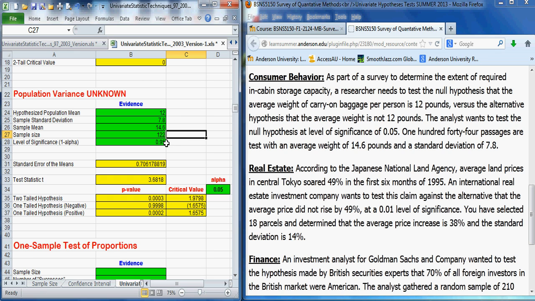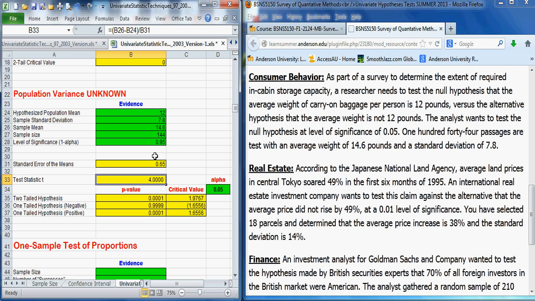We've laid out all the initial information. We have a test statistic of 3.6818. I double check my numbers up here. Sample size 144, not 122. And we see that the test statistic is 4.